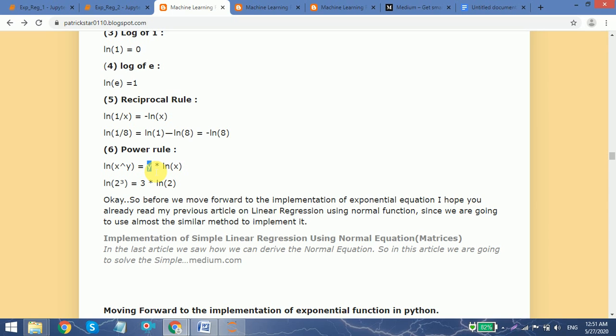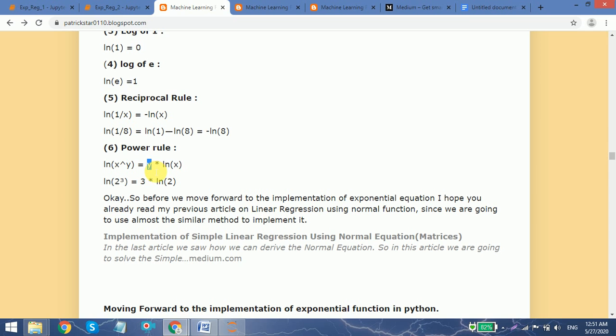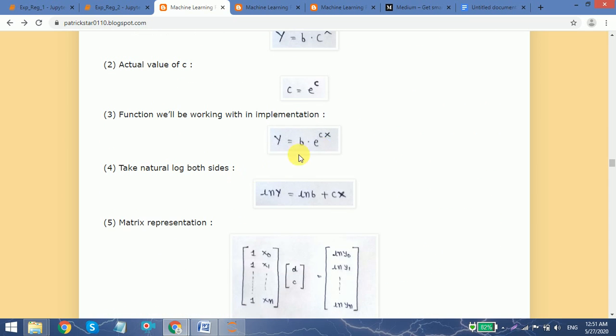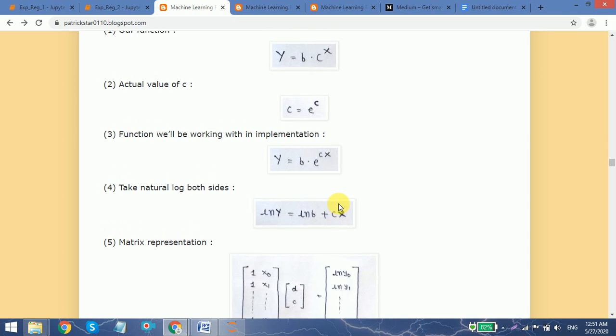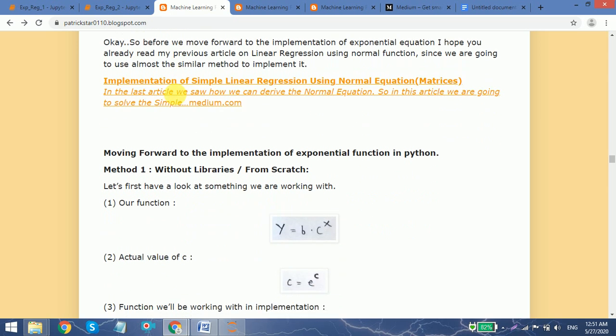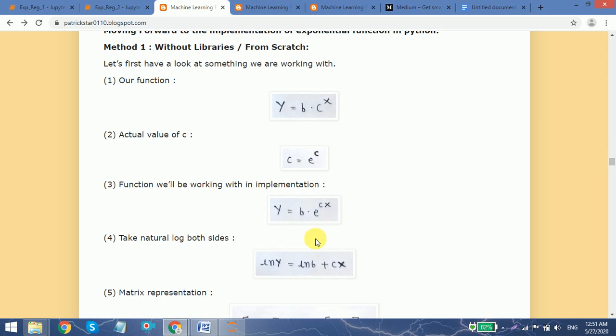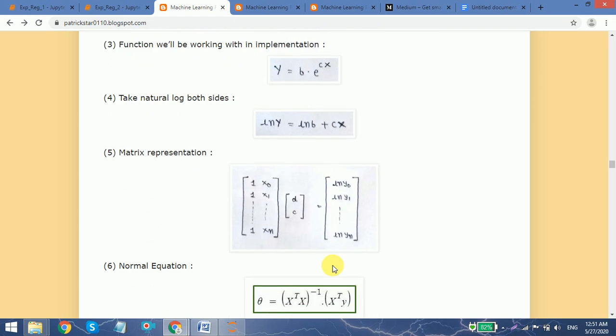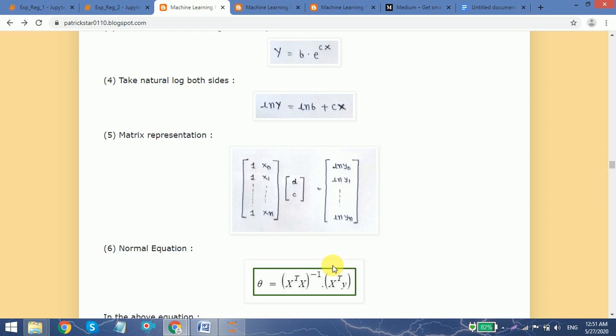So what is y here in our case? In our case, y equals cx. First we have cx into the log of x. The value of x here is e, so the log of e equals 1, so we are just writing it as cx. Since we are going to use the normal equation, we need to represent our data in matrix form.